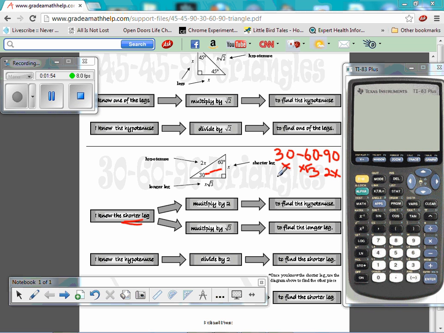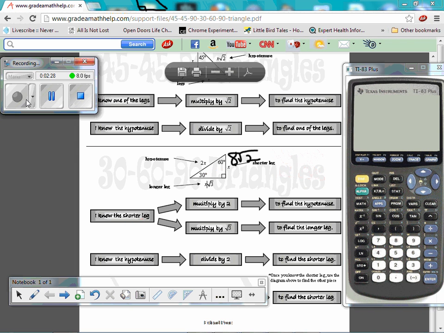That's from my little diagram here where I've written that down. It tells you what to do. So 30 is your X. That's one leg, your shortest leg. Your longer leg is root 3 times that X, and your 90 degree is 2 times your X. So let's put in some numbers and work a problem here.